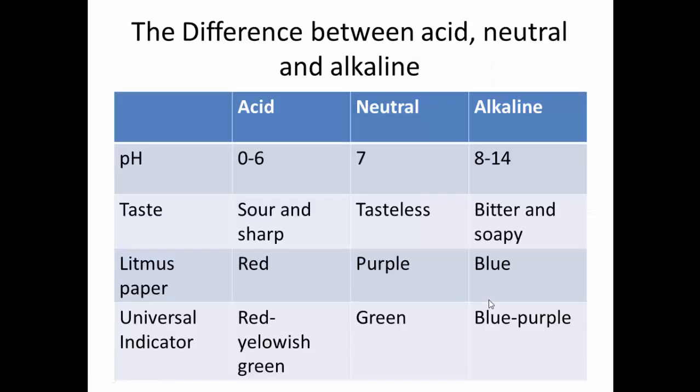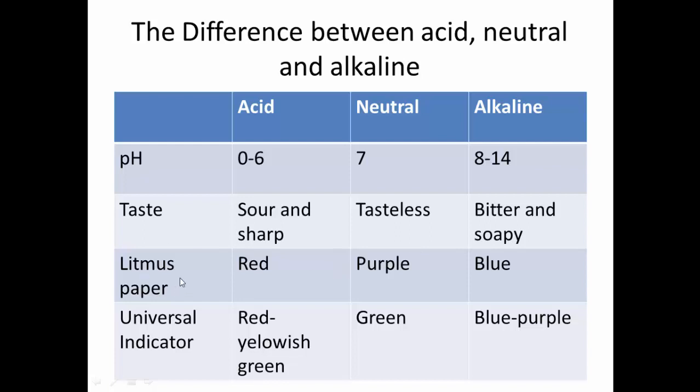What is the difference between acid, neutral, and alkaline? We can start from the pH. Acid, the pH starts from 0 until 6, neutral 7, alkaline 8 until 14. How about the taste? If you try to consume acid, neutral, or alkaline, you can determine it from the taste. If acid, the taste is sour and sharp, while neutral is tasteless, alkaline is bitter and soapy.